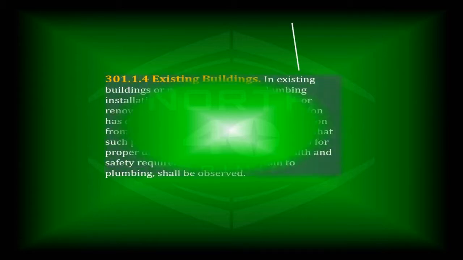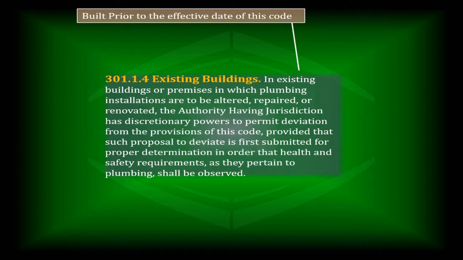301.14 Existing buildings. This is a good one. In existing buildings, which simply means built prior to the effective date of this code, or premises in which the plumbing installations are to be altered, repaired, or renovated, the authority having jurisdiction has discretionary powers to permit deviation from the provisions of this code, provided that such a proposal to deviate is first submitted for proper determination in order that health and safety requirements as they pertain to plumbing shall be observed.